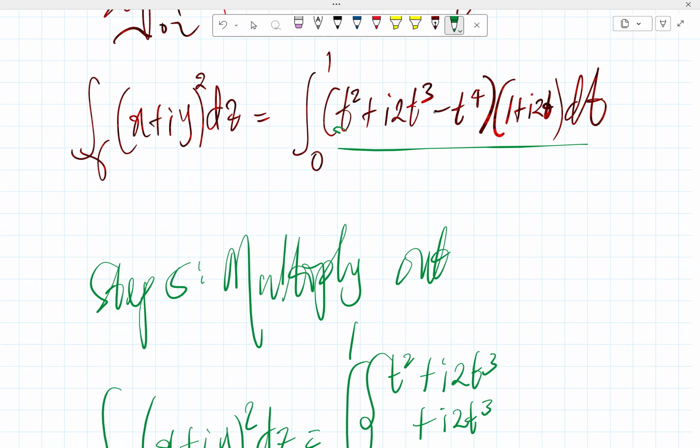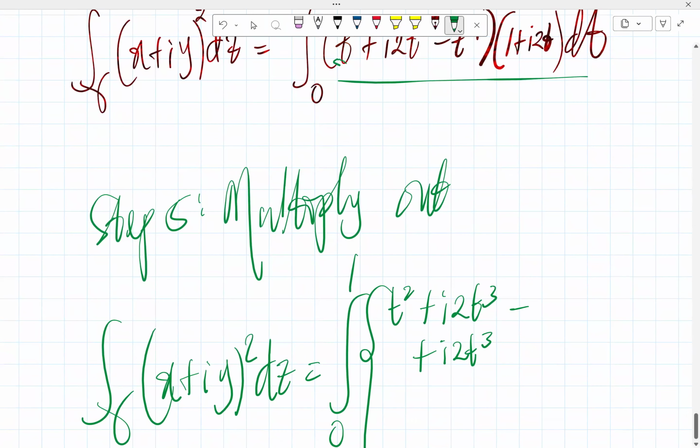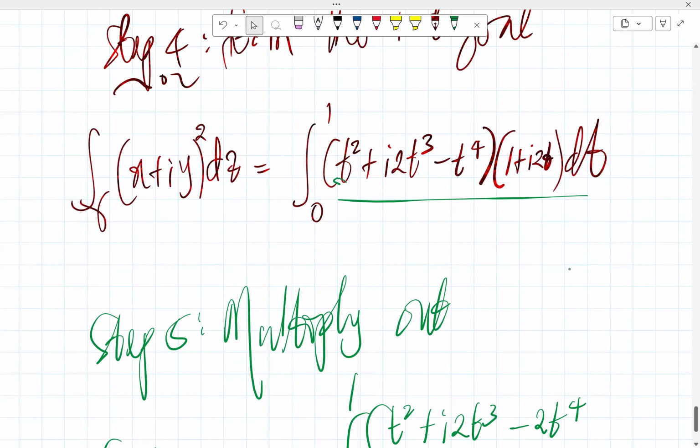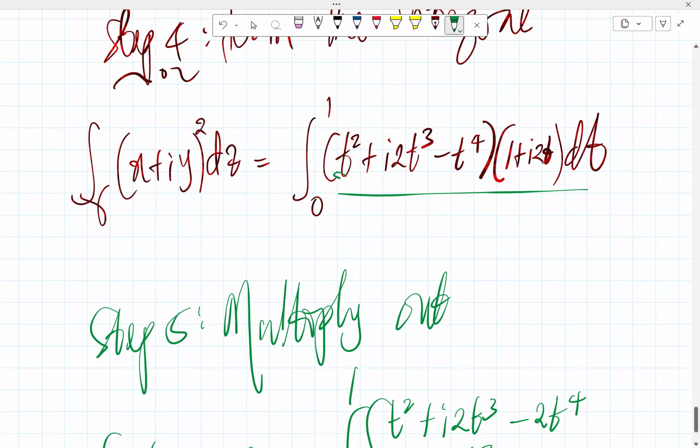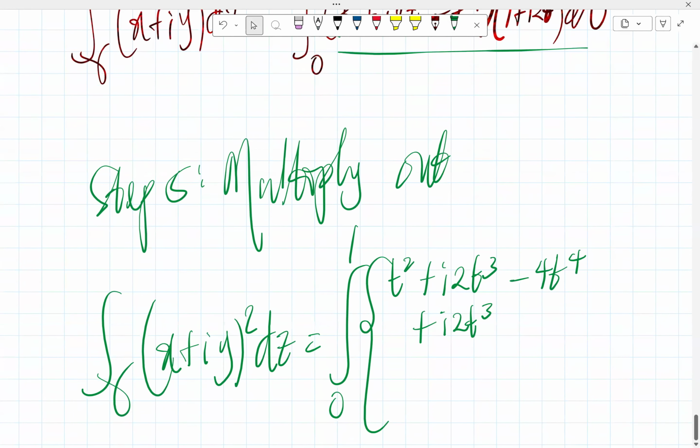Then i2t³ times i2t. That's i² times 4t⁴. You know, i squared is already minus 1. So i squared is minus 1, 2 times 2 is 4, t³ times t is t⁴. So that's minus 4t⁴. Good to know I didn't miss that.